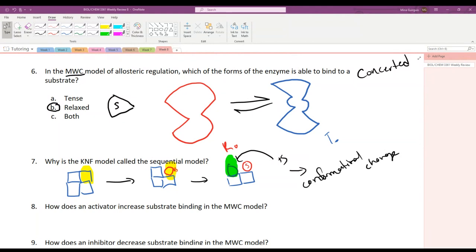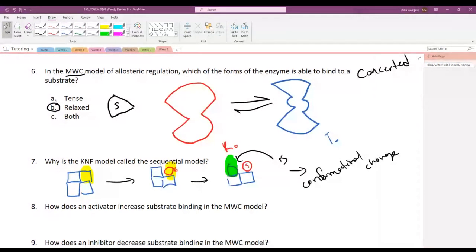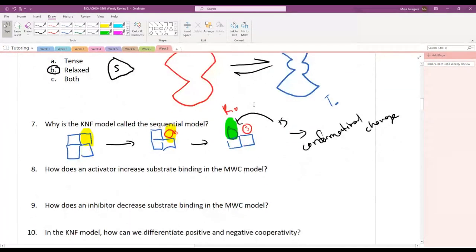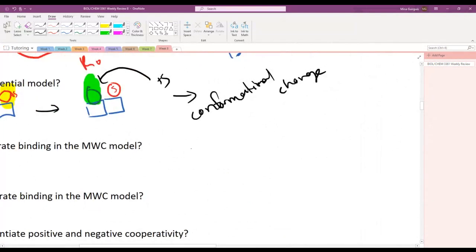So number 8, how does an activator increase substrate binding in the MWC model? Okay. So coming back to the MWC model, it's this thing up here, the idea that we have a relaxed form and a tense form. But if we bind to an activator, well, the activator changes something, but I don't know what it changes. So here's the deal. I'm going to work in this empty space right here, and I'll see if I can make sure that it's appropriate.